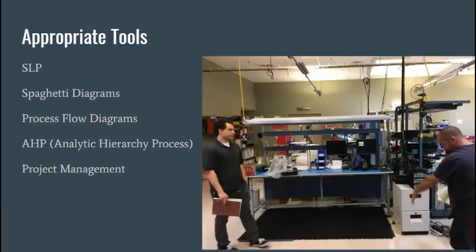To recap, our senior project incorporated the following tools. SLP was used to define relationships and space relationship diagrams to develop alternative layouts. Spaghetti diagrams were used to outline the flow of products throughout the facility. Process flowcharts were used to delineate the process for each individual product. AHP was used to make decisions by creating categories of importance, giving them weights and then ratings to see how they justify each category. Project management was used in the overall management of the project.